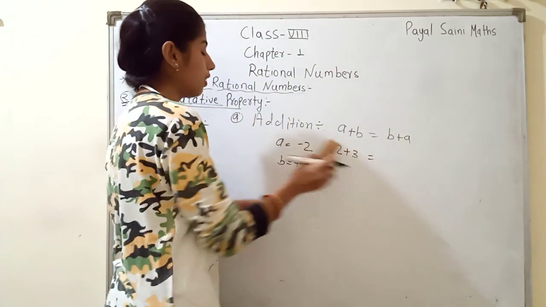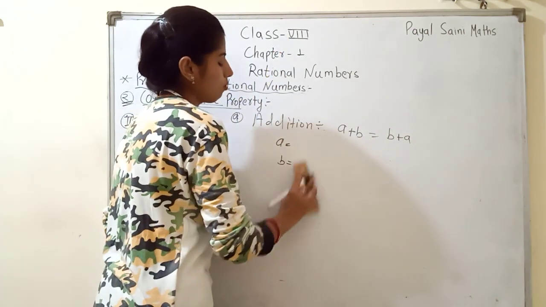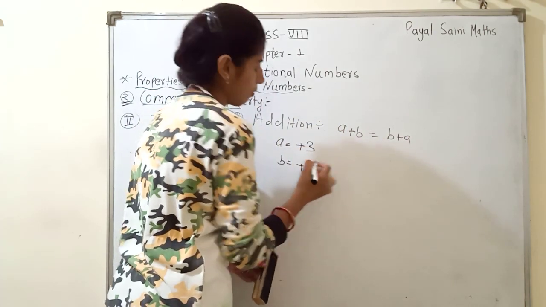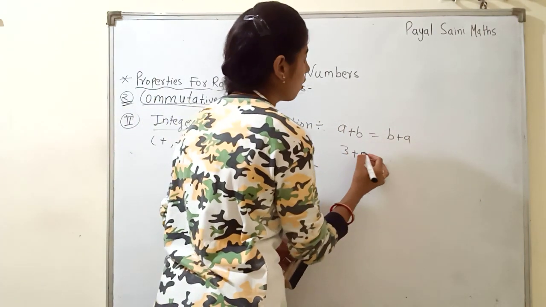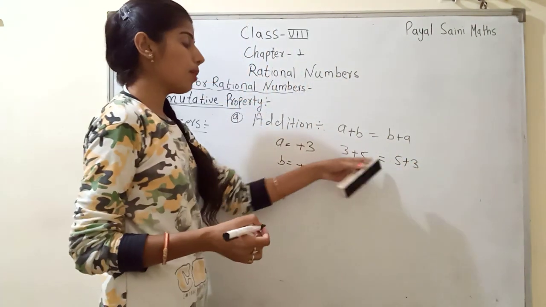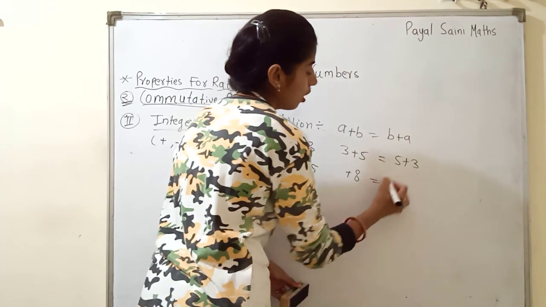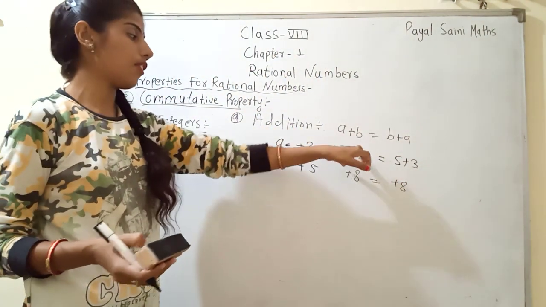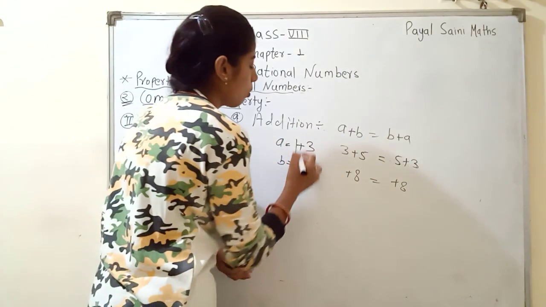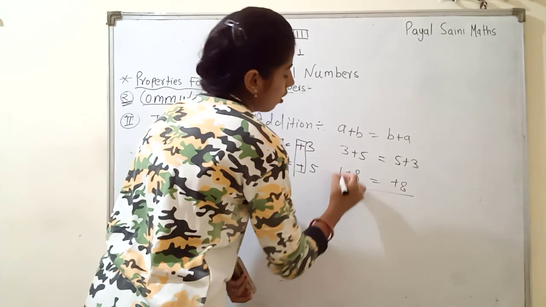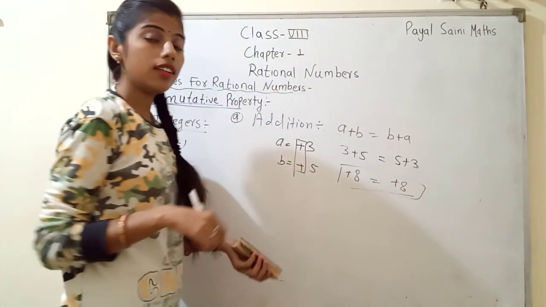Now first we check addition. In addition, we are writing both as plus: plus 3 and plus 5. Then 3 plus 5 equal to 5 plus 3. 3 plus 5 is 8, and 5 plus 3 is 8. Like that, in addition, if we take both plus numbers, then our answer is correct and the same on the left and right hand side.